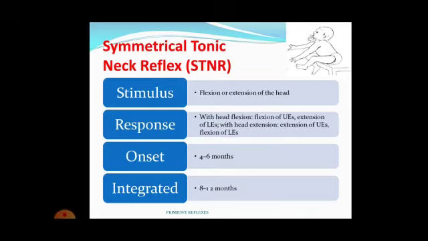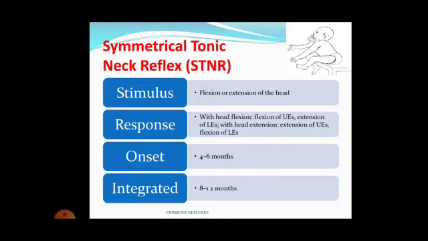Now coming to STNR, that is the symmetrical tonic neck reflex. Here, what will be the stimulus? That is flexion or extension of the head. In ATNR there was rotation of the head. In STNR either flexion or extension of the head will work as the stimulus. What will be the response? The response with head flexion will be flexion of the upper extremity and extension of the lower extremity.